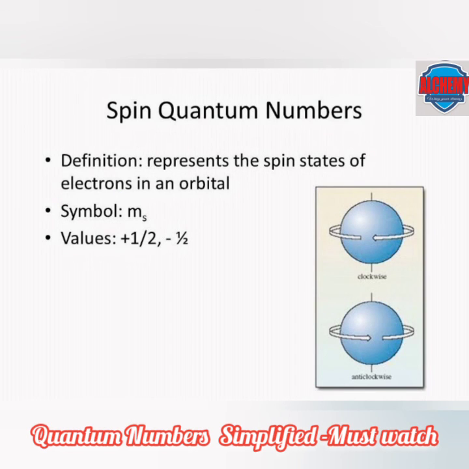The fourth quantum number is the spin quantum number. It represents the spin state of the electrons in an orbital. It is represented by the symbol m subscript s. The values of spin quantum numbers are plus 1 by 2 and minus 1 by 2. The value plus 1 by 2 represents the spin along the clockwise direction, whereas the value of minus 1 by 2 represents the spin along the anti-clockwise direction.